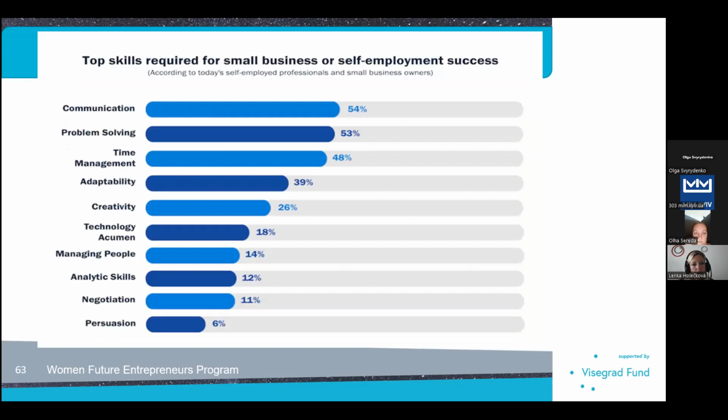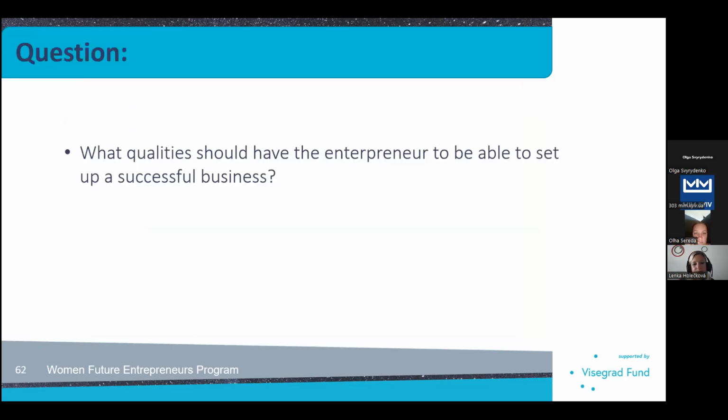Well, and this question is not connected with the previous slide, but maybe to relax for a while regarding statistics. What qualities, in your opinion, should the entrepreneur have to be able to set up a good business and to be active in some business field? What qualities, what characteristics are important for a good businessman? Is there anyone with any idea? Katarina, thank you.